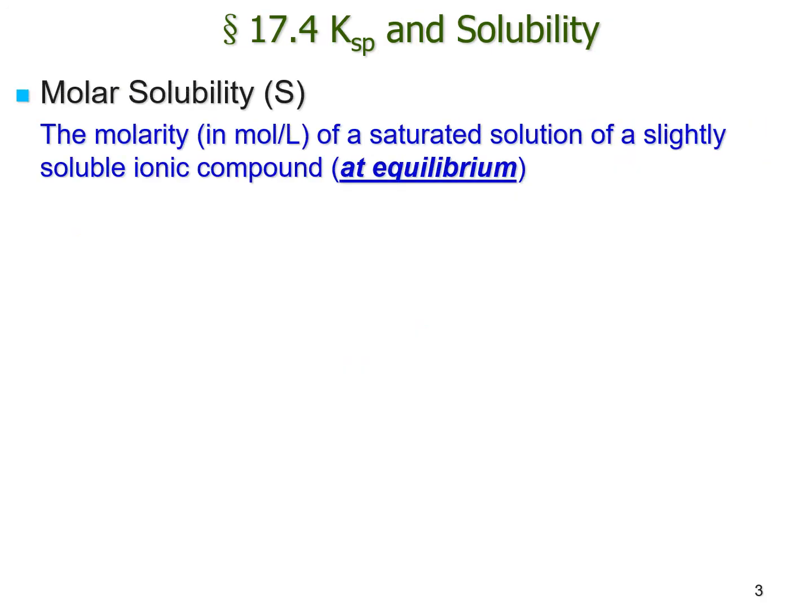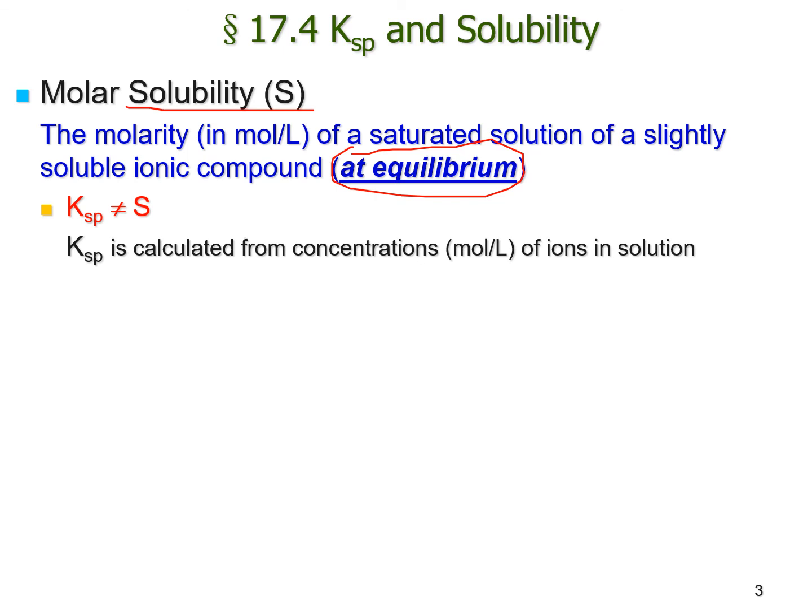When we talk about the solubility of a slightly insoluble compound or an ionic compound salt, we prefer to use molarity as its unit. And one thing I'd like to remind you, if you look at the definition of molar solubility, it says at equilibrium. That means the solubility here is an equilibrium concentration, just like a pH. I'd like to point out that KSP is not a solubility.